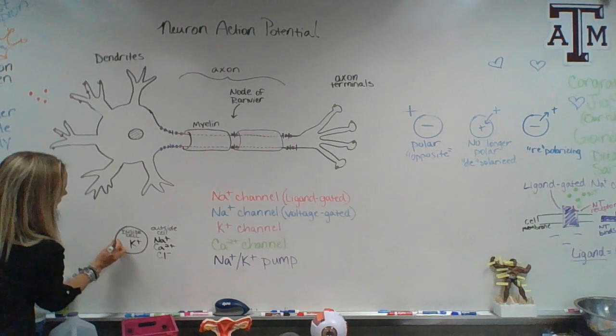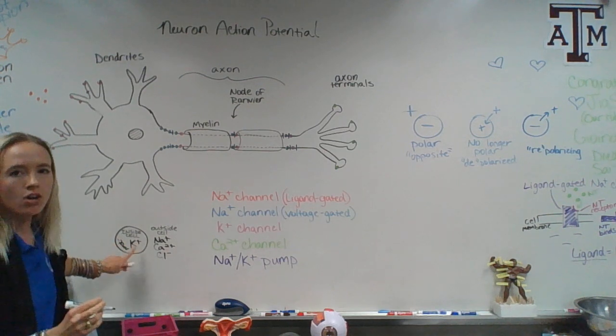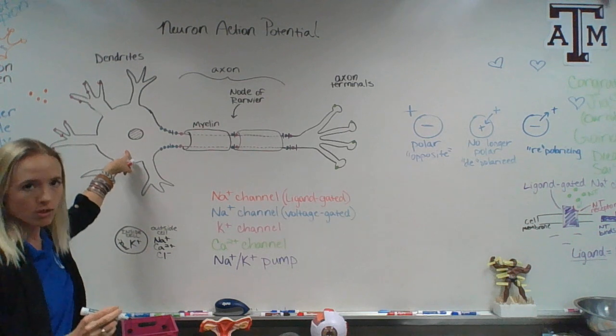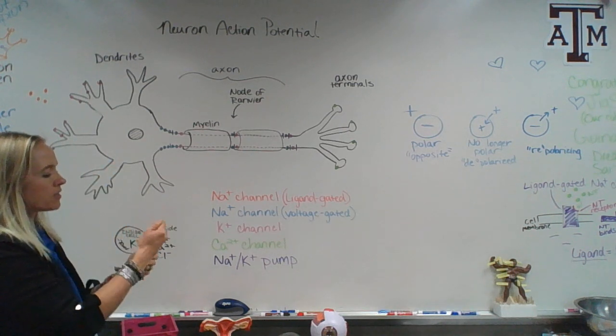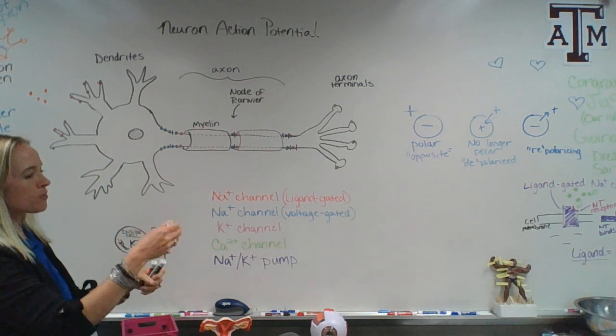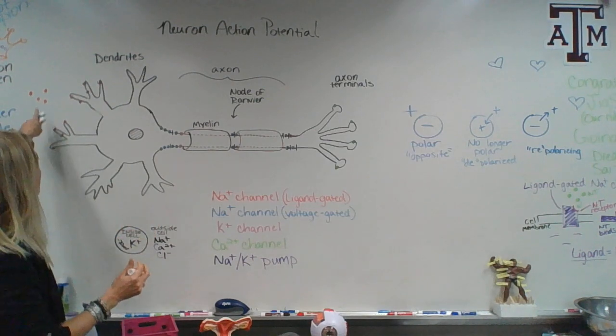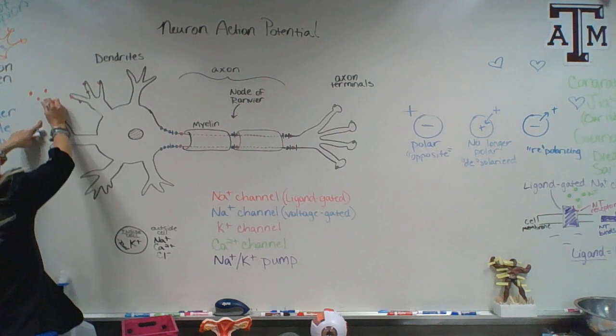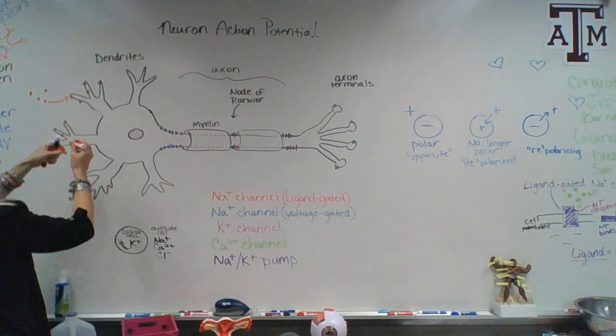It is negative 70 millivolts. So that is considered our resting potential. So when our neuron is at rest, it is at negative 70 millivolts. And then a stimulus occurs. A neurotransmitter sent from a previous neuron binds to the receptor on the dendrite.